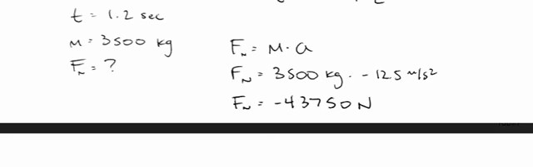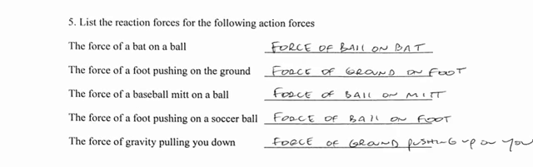All right, on the back side, we just have these. I'm not going to go through all of them, but action, reaction, force pairs, you just turn the wording around. You don't want to do cause and effect, where you would say what the outcome is going to be. You just list the two forces. So the first one says the force of a bat on a ball. The reaction force would be the force of the ball back on the bat, equal and opposite. The force of a foot pushing on the ground, the force of the ground pushing on the foot, those would be equal and opposite. You can see the rest of them there as well.